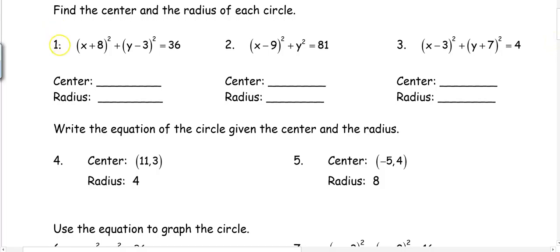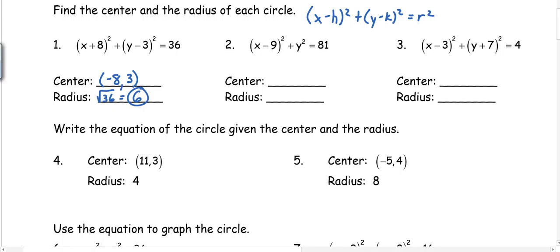So number one, we have the quantity (x + 8) squared plus (y - 3) squared equals 36. Remember that it's (x - h) squared plus (y - k) squared equals r squared. So we want h and k to take out the opposite signs. So in this case, if we have a positive 8, our center coordinate's going to be -8. If we have a -3, our y coordinate's going to be +3. To get the radius, we need to find the square root of what it's equal to. So the square root of 36 means that our radius is 6.